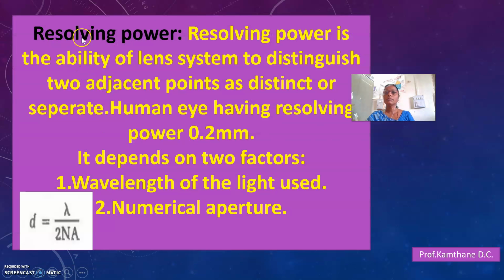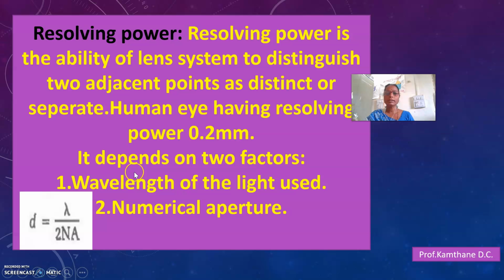We first see what is resolving power. Resolving power is the ability of a lens system to distinguish two adjacent points or lines as distinct or separate. For example, the human eye has a resolving power of 0.2 millimeter. It means that points or lines which are 0.2 millimeter apart can be seen as separate dots or lines, and if they are closer than 0.2 millimeter, they appear as a single line or a single dot.